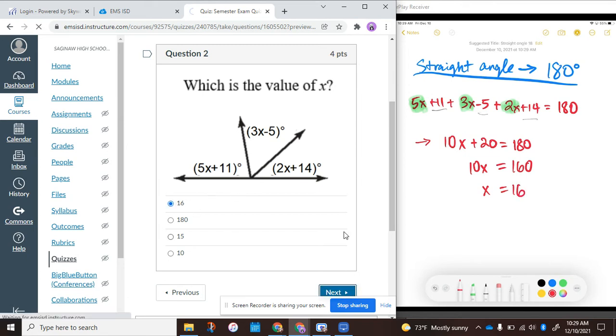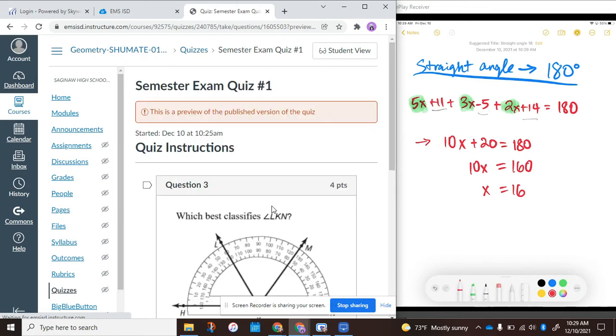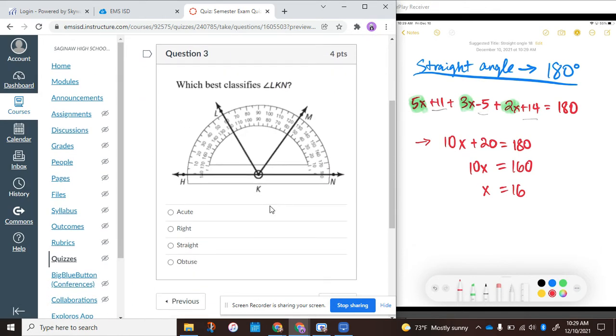Question number 3. Which of these best classifies angle LKN? Well, when we look at that, LKN is this big old mess of an angle going across there. When you see the order of the letters, that order matters when you're talking about what angle. If you were tracing over this angle with your pencil, or in this case with your mouse, you're going from point L to K to N.